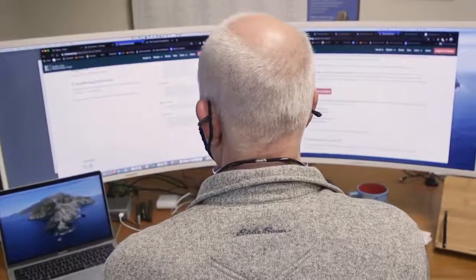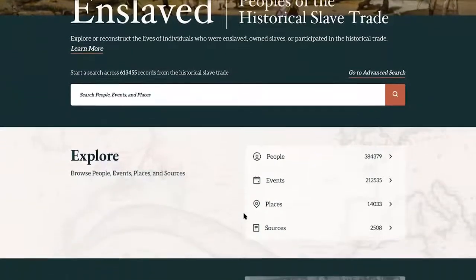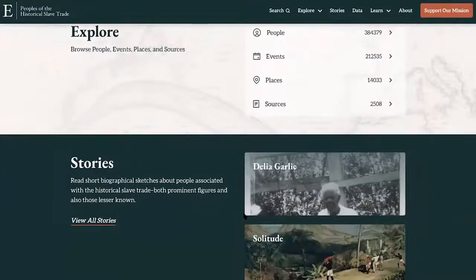I'm passionate about this project because it's really important for us to recall the names of those people who were enslaved. Enslaved.org is a digital platform available on the internet, and the main purpose is to store data, make data widely available to the public and to scholarly audiences, all about enslaved individuals and their descendants in the Atlantic world.